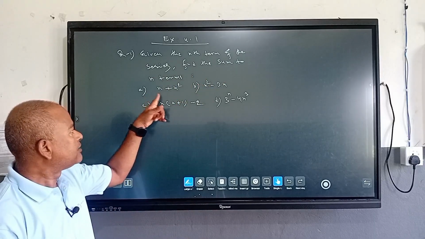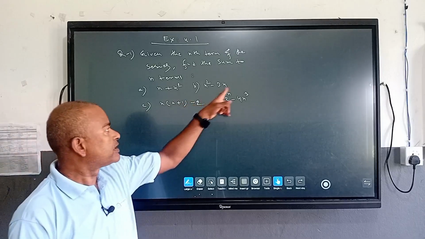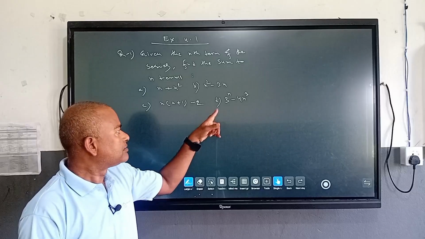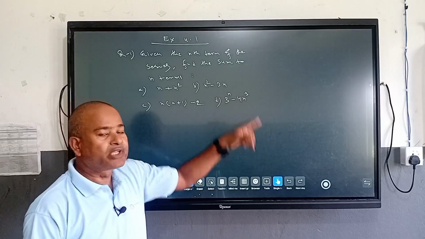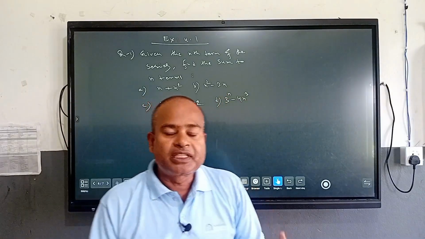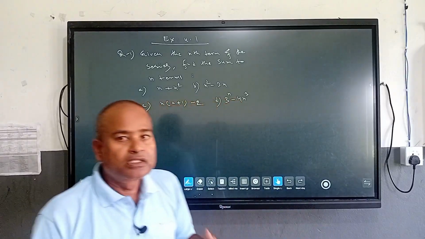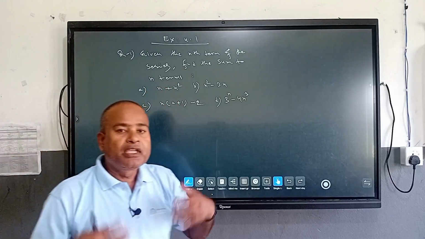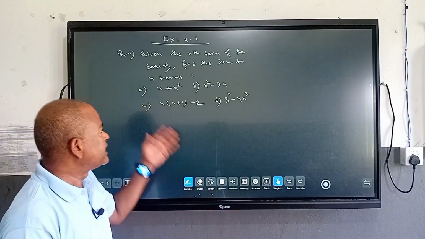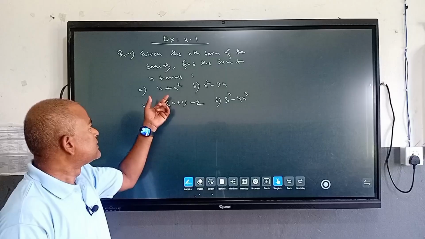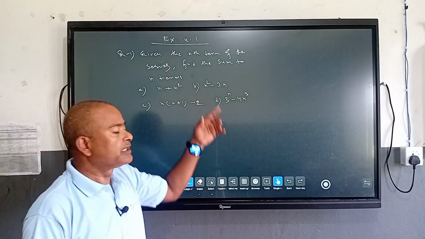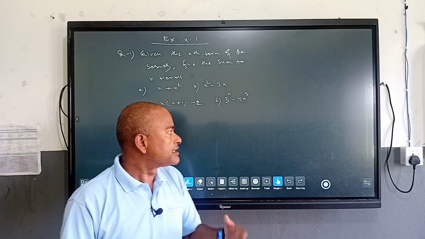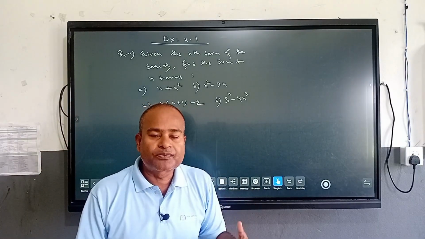Number A, n plus n square. Number B, n square minus 3n. Number C, n times n plus 1 minus 2. And number D, 3 power n minus 4n cube. Dear students, in this question, we are going to find out the sum of n terms of a series whose nth terms are given as n plus n square, in B n square minus 3n, in number C n times n plus 1 minus 2, and in number D 3 power n minus 4n cube.